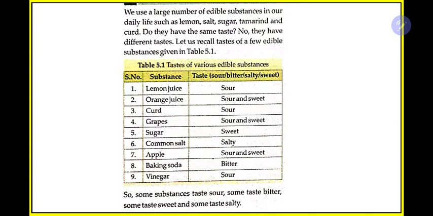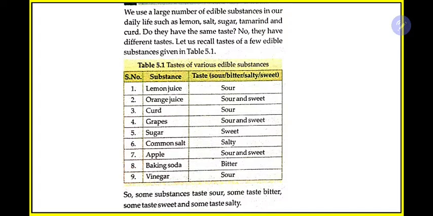So we use a large number of edible substances in our daily life, such as lemon, we eat lemon, right? Then salt, sugar, turmeric, and curd. So there are different things from morning to night which we use in our daily life for different purposes. But can you tell me that all of these things have the same taste? The taste of sugar is sweet. At the same time, the taste of lemon is not sweet, it's sour. So the taste of different things is different.